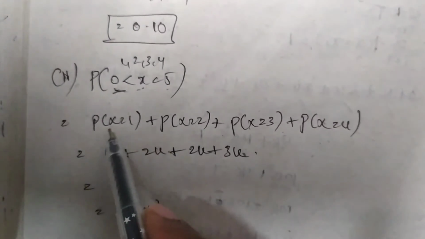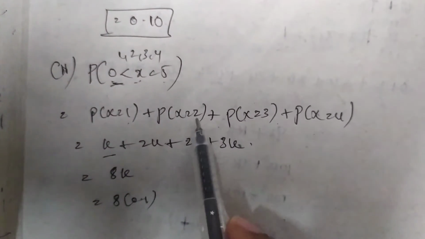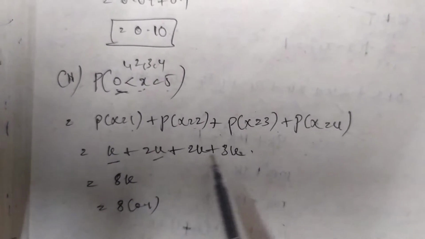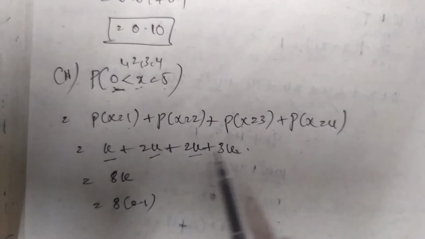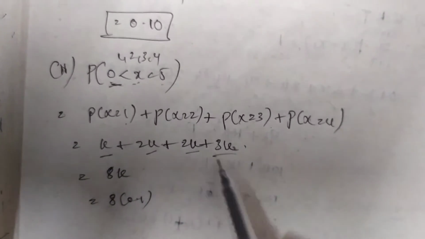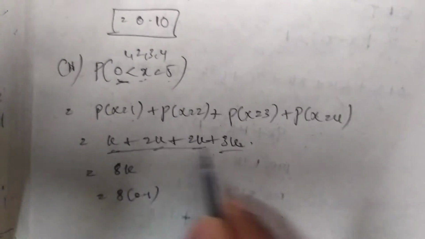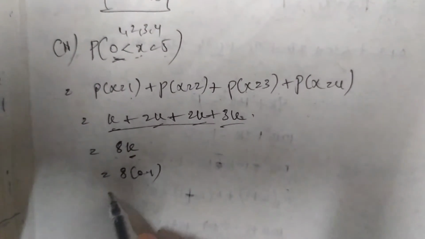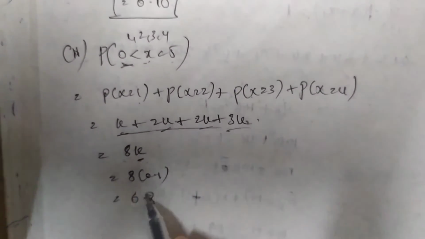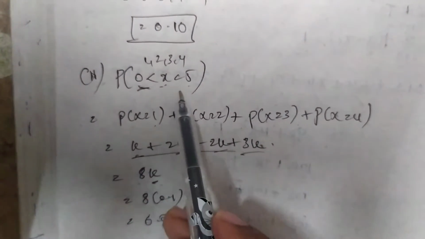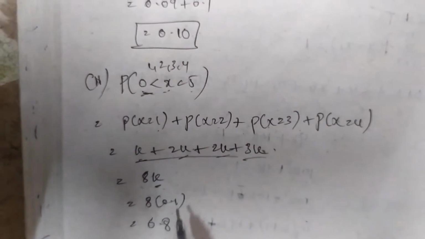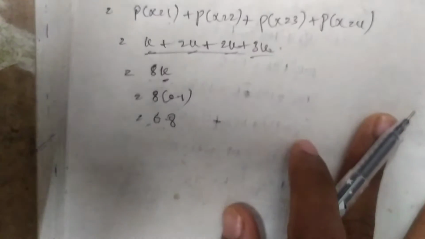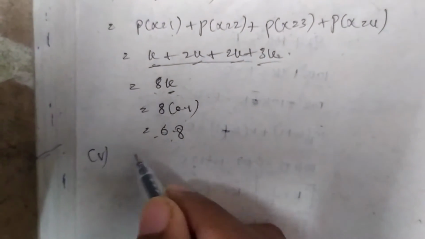The value of P(X=1) is k, P(X=2) is 2k, P(X=3) is 2k, and P(X=4) is 3k. By adding all this, we get 8k, and substituting the k value 0.1, we get the answer 0.8. For the probability of 0 < X < 5, the value is 0.8. Coming to find the mean.